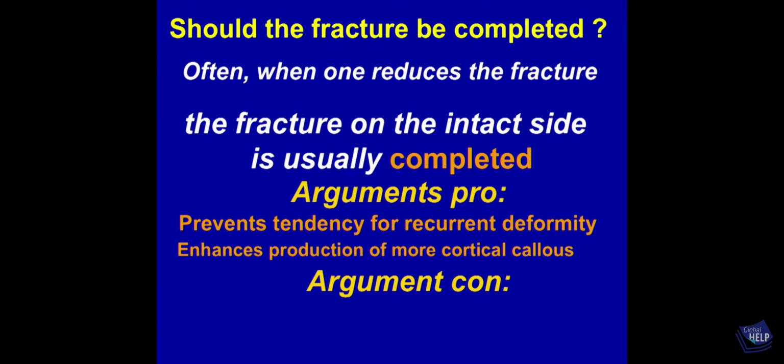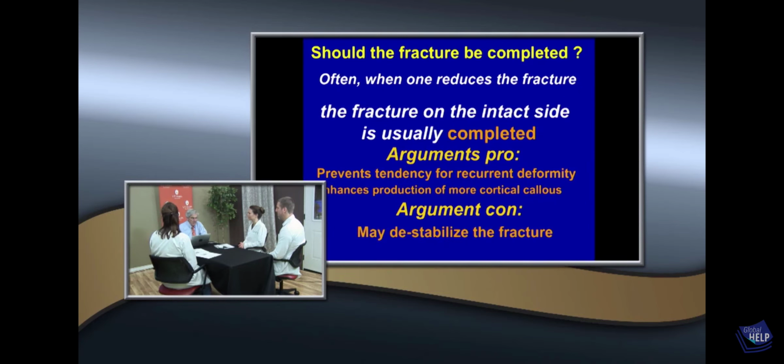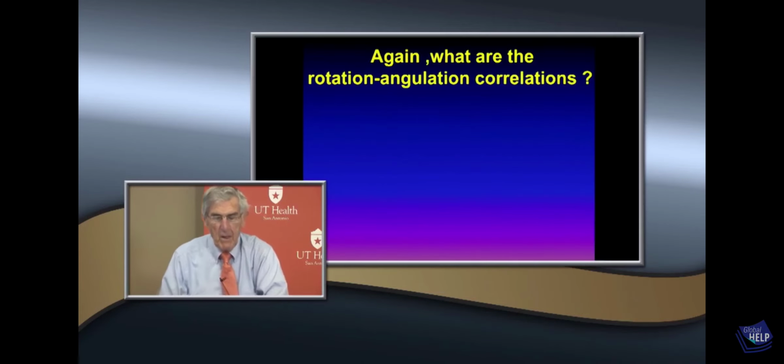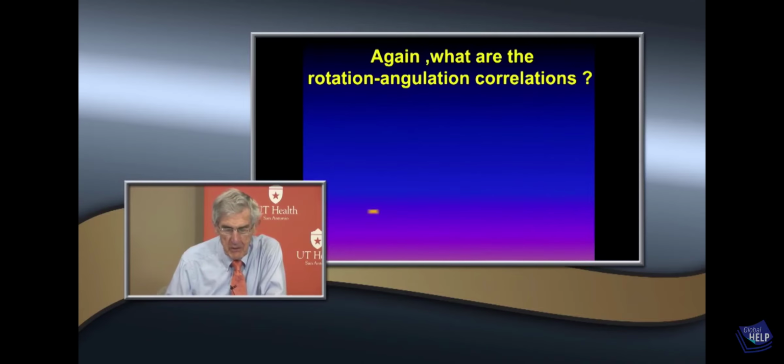The argument against it is what? It causes a hematoma, and you're worried about compartments. You may destabilize it. When you go to a complete fracture, then you may lose your length stability, and so you may have more problems. But the best thing to do is correct it, and usually try to maintain it. Don't overcorrect it, and don't be too aggressive. So, again, we talk about our rotation and angulation correlations.